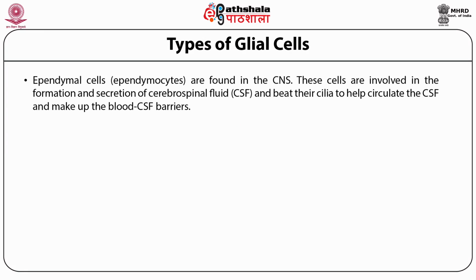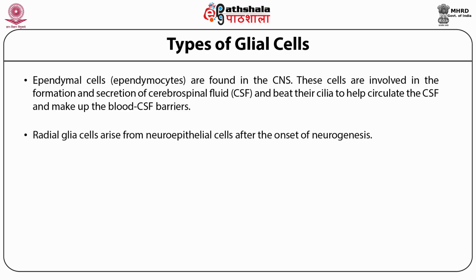Ependymal cells are found in the central nervous system. These cells are involved in the formation and secretion of cerebrospinal fluid, and they beat their cilia to help circulate the CSF and make up the blood-cerebrospinal fluid barrier. Next is radial glia. These cells arise from neuroepithelial cells after the onset of neurogenesis.